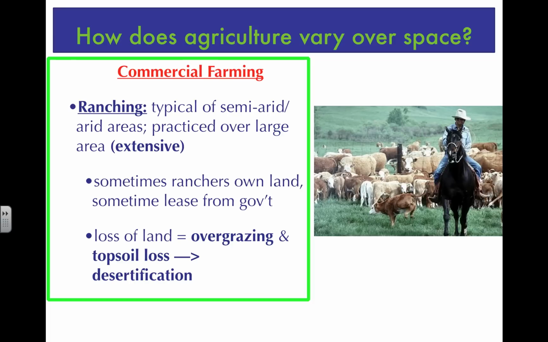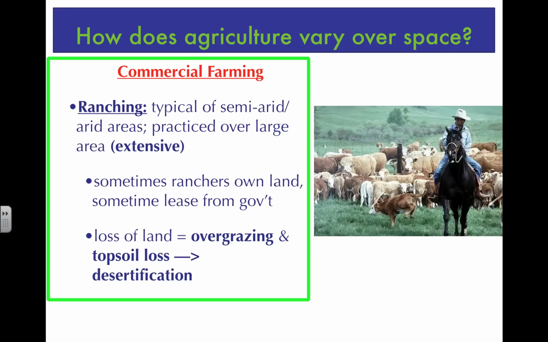One of the problems associated with the need for land, as it's all coming together now, is that if we need more land, that becomes more problematic when there's greater population and greater development. So as ranchers lose land or lose access to the land, they have to operate on a smaller and smaller territory. Consequently, the animals start to overgraze, and what that will lead to is topsoil loss.